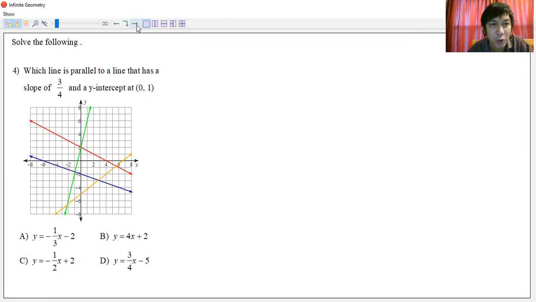So we shall try to draw this condition. A line with a slope of 3/4 and a y-intercept at 0, 1. Okay, first we shall locate 0, 1. 0, 1 is over here. There. Okay, if you can see the red dot that I placed, it's right there. How about the 3/4? The 3/4 is 3 units vertical and 4 units horizontal.